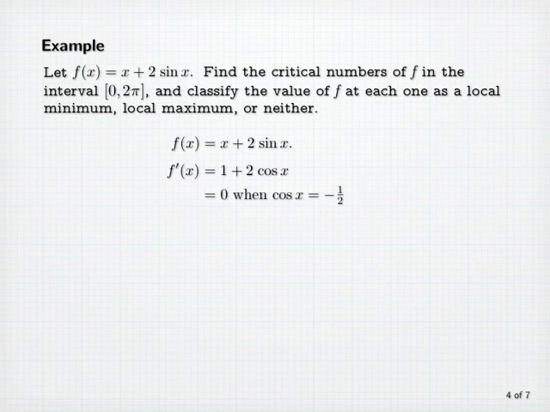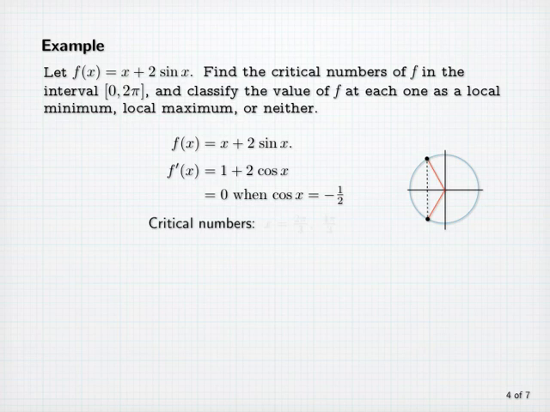Now let's think about where that happens in the interval 0 to 2 pi by looking at the unit circle and noting that the 2 points corresponding to an x value of minus 1/2 are as shown here. These points correspond to the angles 2/3 pi and 4/3 pi, so our critical numbers between 0 and 2 pi are 2/3 pi and 4/3 pi.